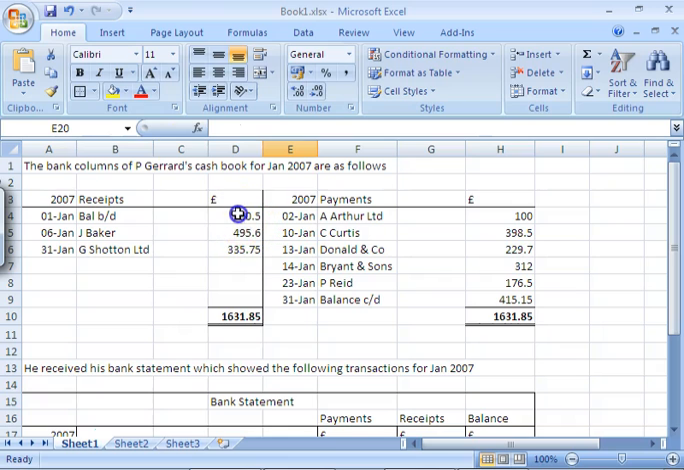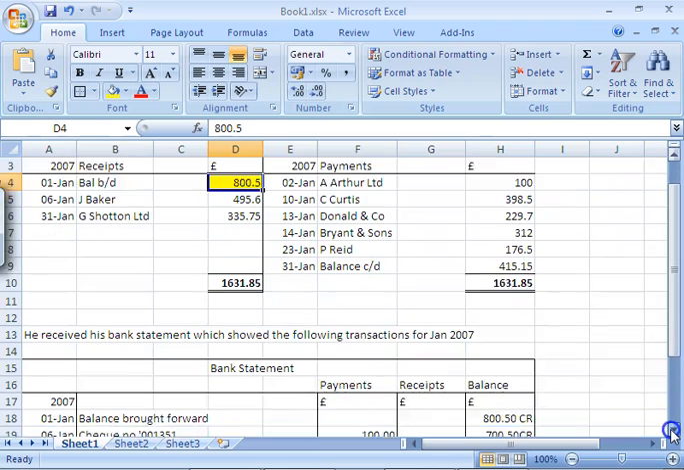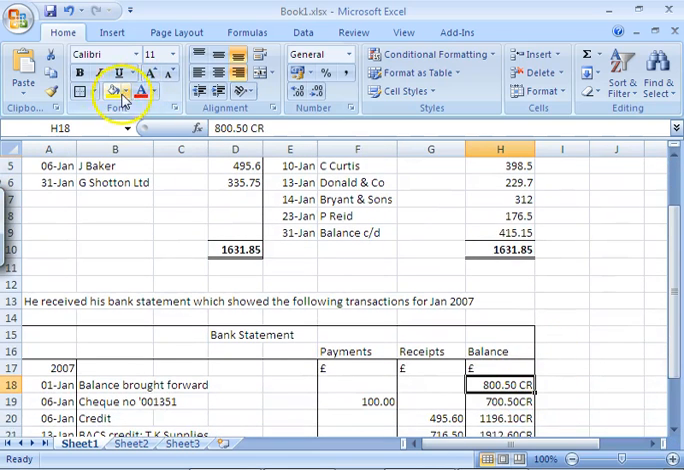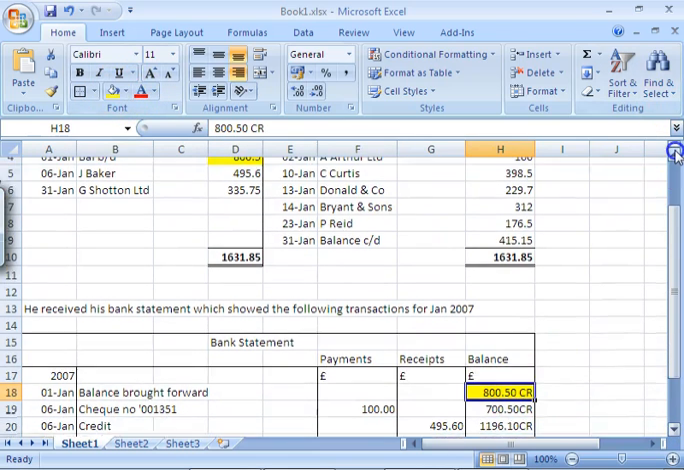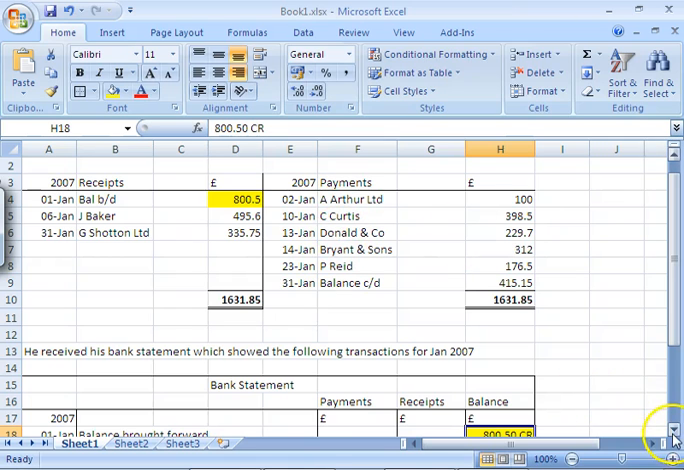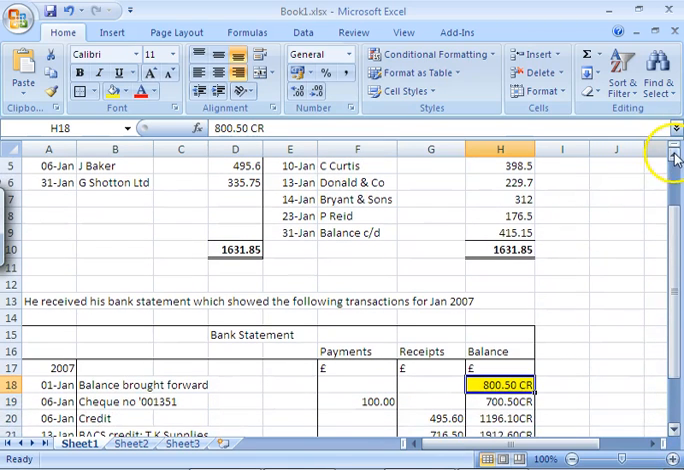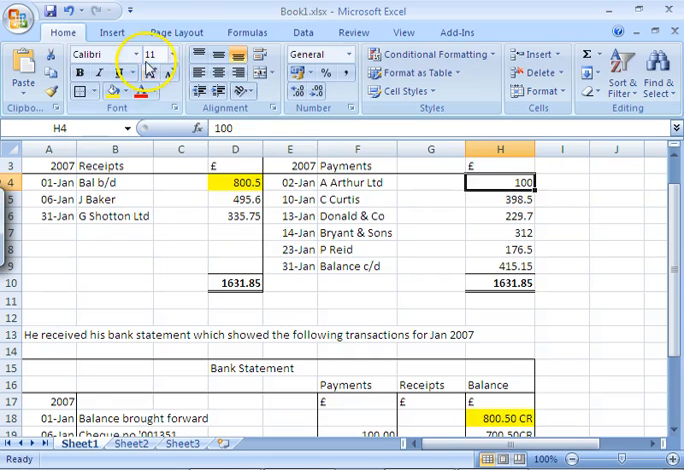We'll give them a yellow highlight, so we can see 800 and 800 are there. Then let's look here. You have that 100. I can see the 100 here, and that's that 100 there.